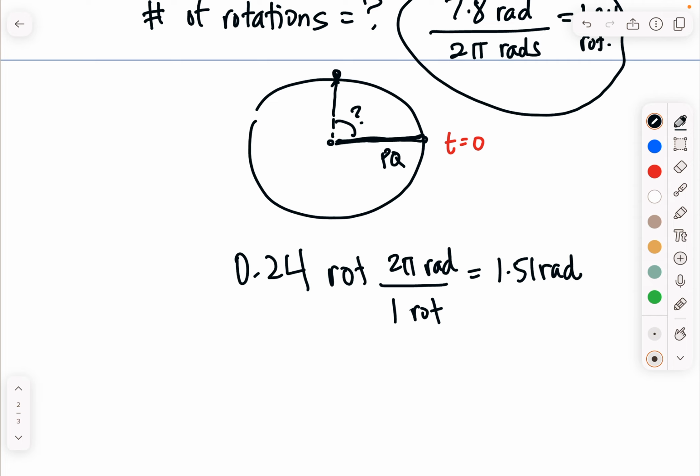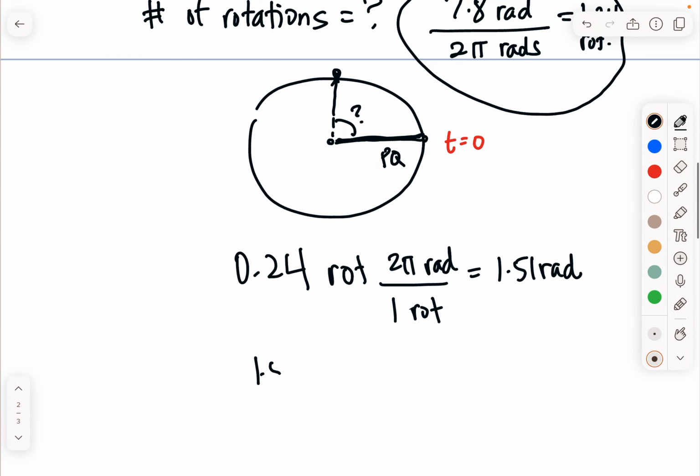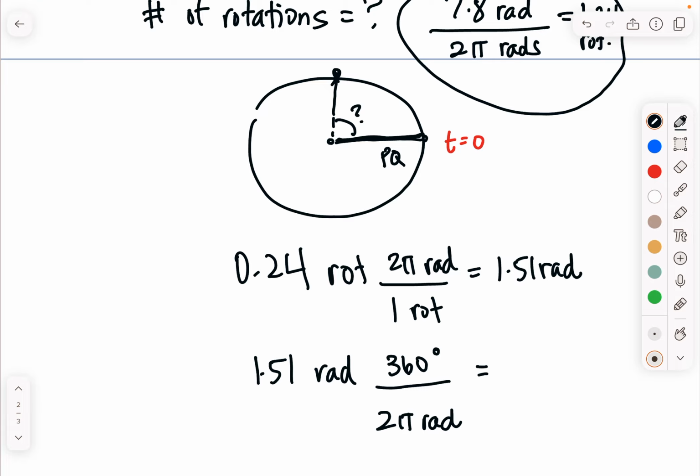And so 1.51 radians, how many degrees is that? We can figure that out. We divide by 2 pi, right? And it's about 86.56 degrees. Which makes sense with our little analysis, right? That's almost 90 degrees. That's definitely almost a quarter of the way around the full circle.